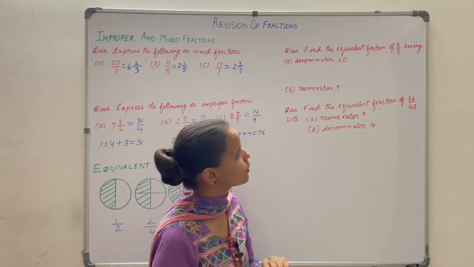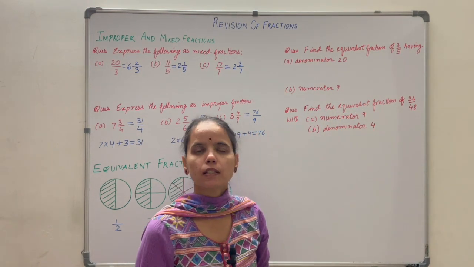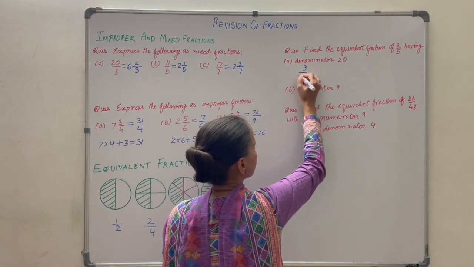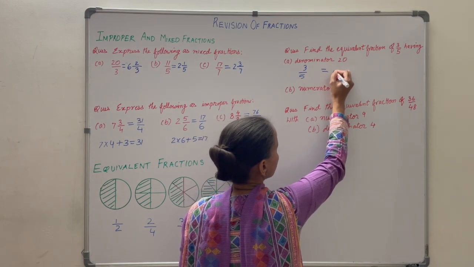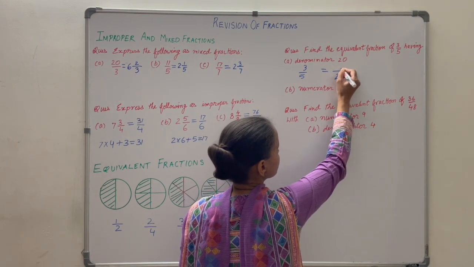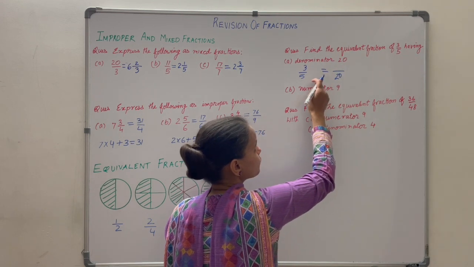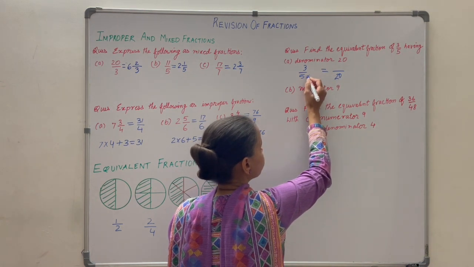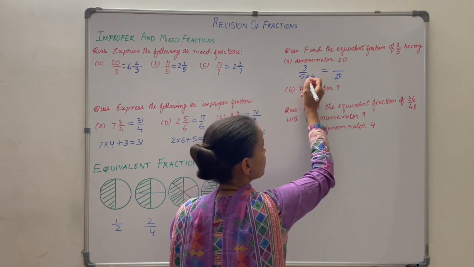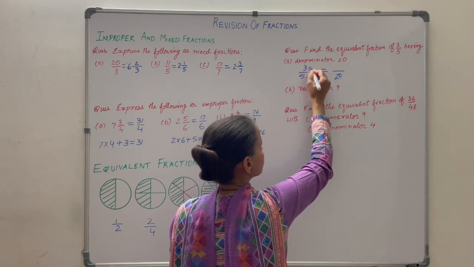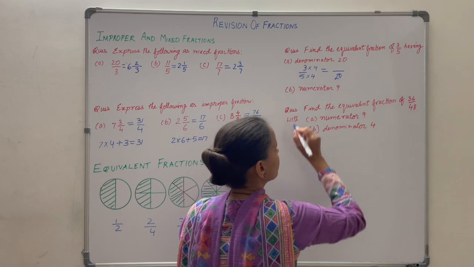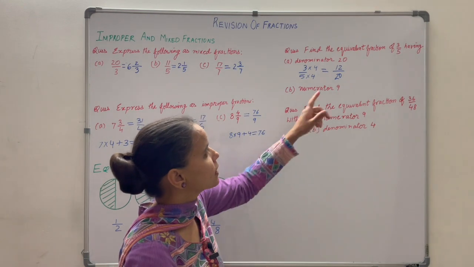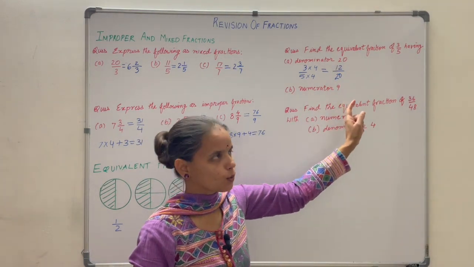Find the equivalent fraction of 3 by 5 having denominator 20. So what is the fraction given here? 3 by 5. You need to find the equivalent fraction whose denominator is given to you. You need to find the numerator. So 20 is greater than 5. That means you have to multiply 5 by 4. Then you get 20. If you are multiplying the denominator by 4, then you need to multiply the numerator also by 4. So when you multiply the numerator by 4, you get 3 into 4 is 12. So you get the equivalent fraction as 12 by 20.